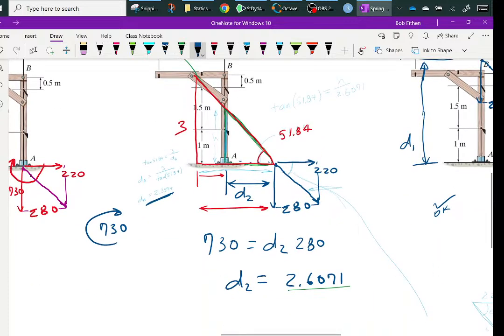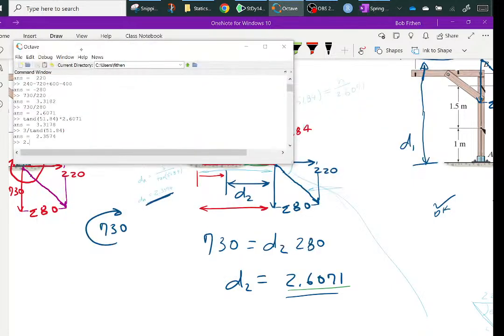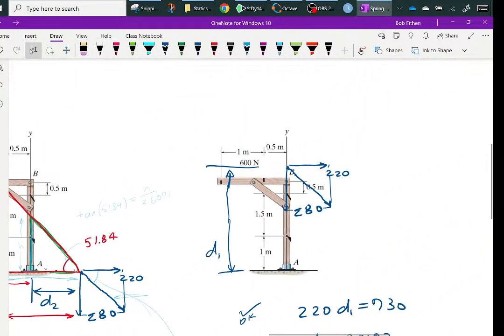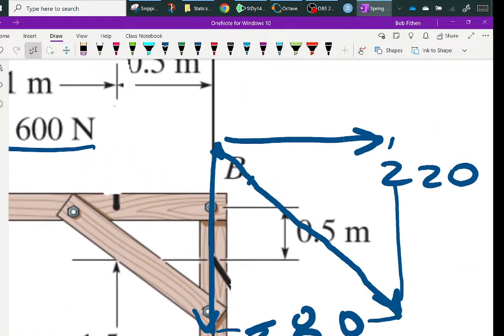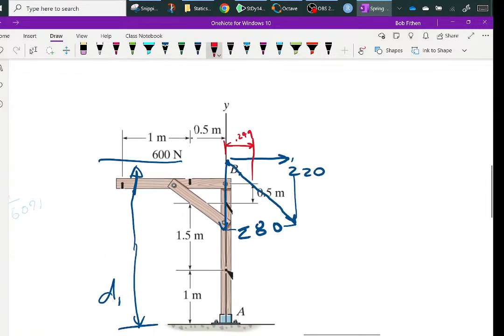What's the difference between those two? 2.6071 minus 2.3574 is 0.249. That means, if I can pick, oh, orange. I haven't used that right there. That's not orange, that's red. So that's the 2.49. So that's where it actually crosses right there.